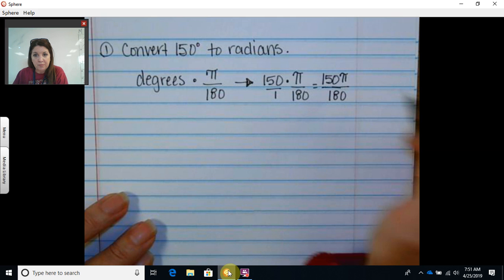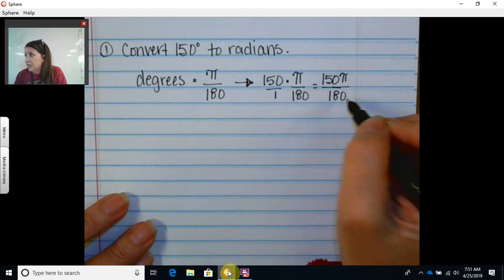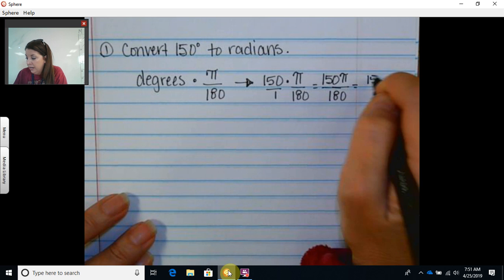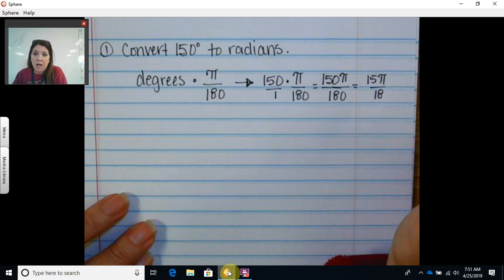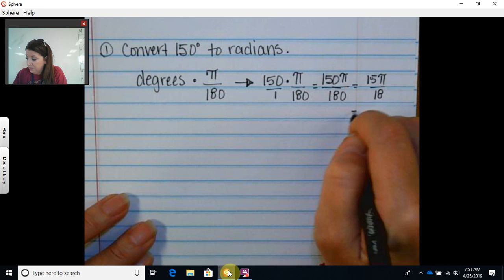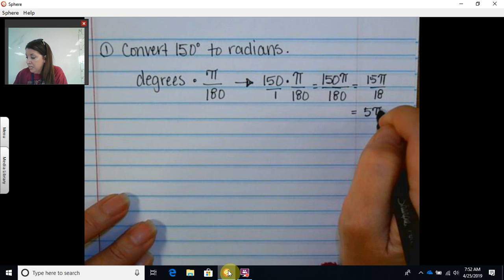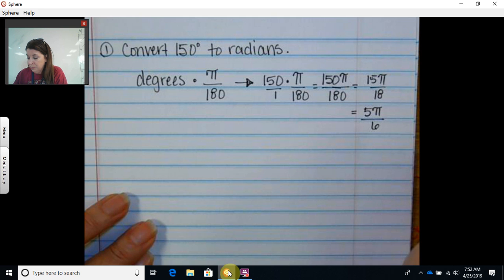And you're not going to leave it as 150 pi over 180. You have to reduce that. So on these, I kind of reduce a little at a time. If they both end in 0, I know they're both divisible by 10, right? So I know right off the bat that reduces to 15 pi over 18. And that just made my numbers a whole lot smaller. However, they're still both divisible by 3, right? So 3 goes into 15 5 times. 3 goes into 18 6 times. So 150 degrees is equivalent to 5 pi over 6.